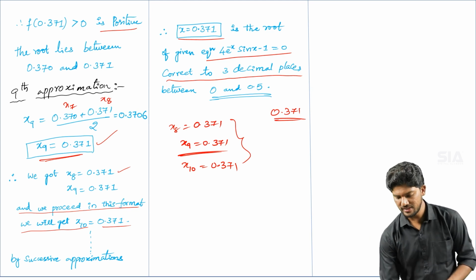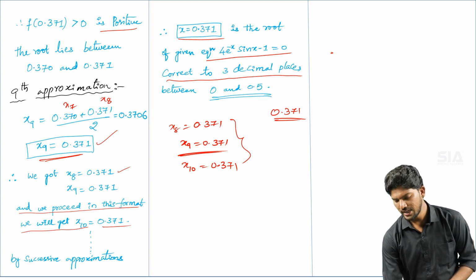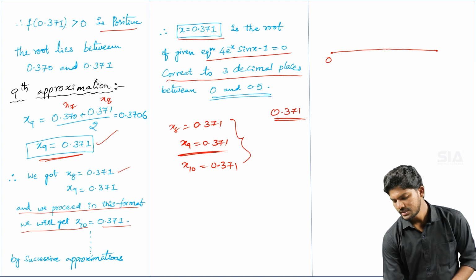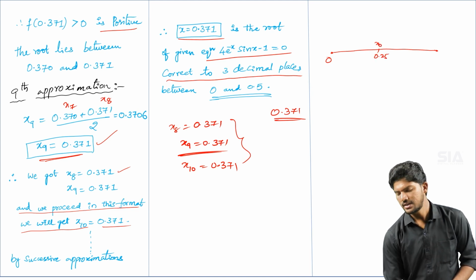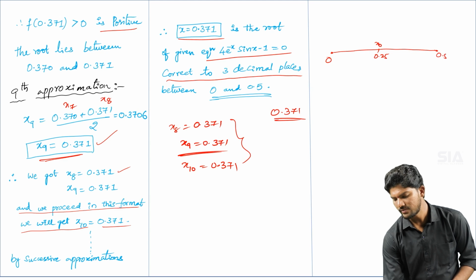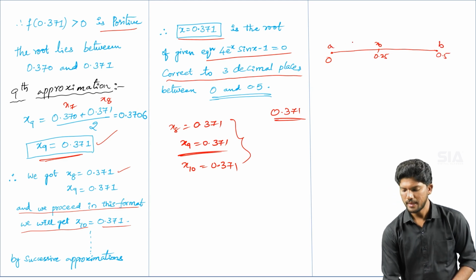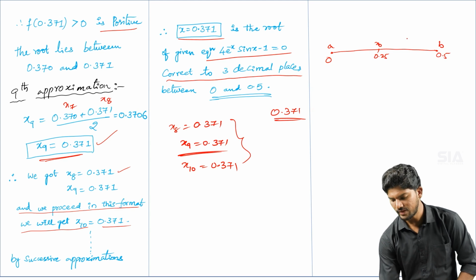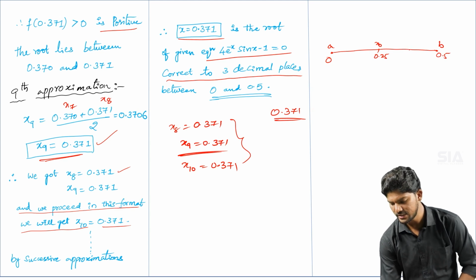Okay, so 0.25 is the x naught, and 0.5 is the b, a b. Now our required root is 0.371. That means it exists in this format here, 0.371, and x8, x9 all start from here.